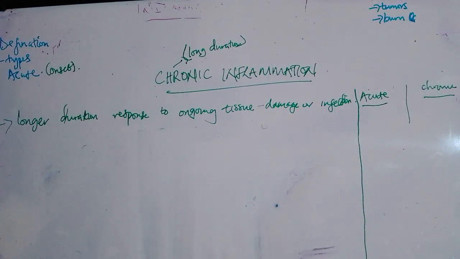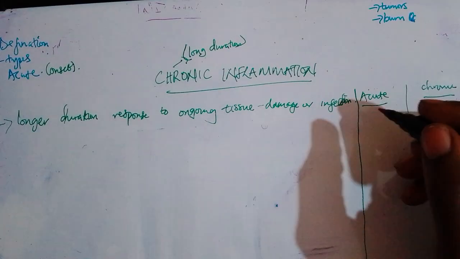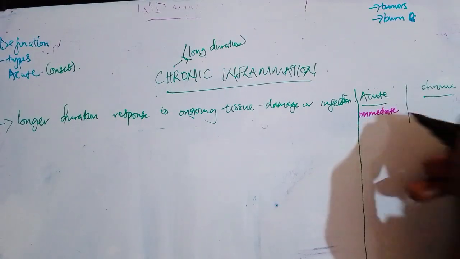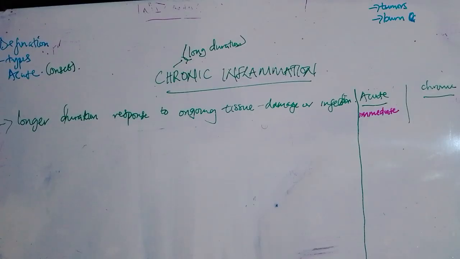Yeah, so this is what you need to know when you are defining what chronic inflammation is. Then remember, we said that acute inflammation is an immediate response to tissue damage. As you are studying or revising, make sure you write the definitions. I need to know the definitions. So you say acute is just an immediate response.